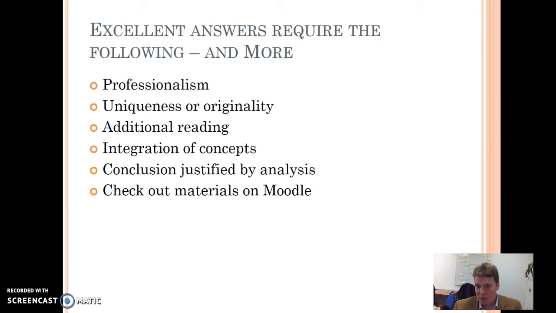Check out the materials on Moodle. We put them up there for a reason. The lecture materials, links to additional reading, journal articles. They're really useful.